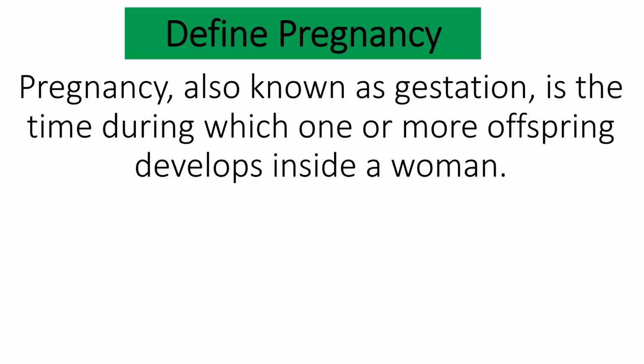Okay, offspring means, from the definition you read nicely, pregnancy, also known as gestation, is the time during which one or more, that means it might be one, it might be more than one offspring will develop inside a woman. That means offspring means a child or a baby. Understand? Yes or no? Offspring means a child. Yes. Okay.